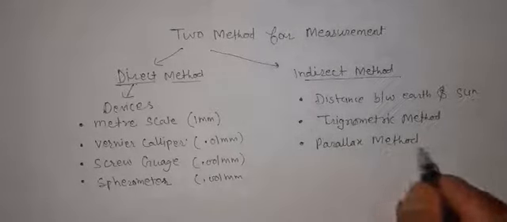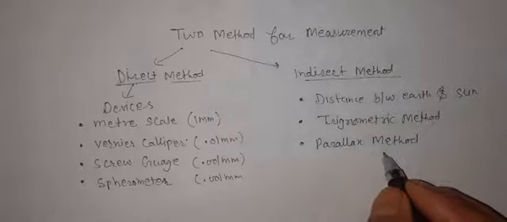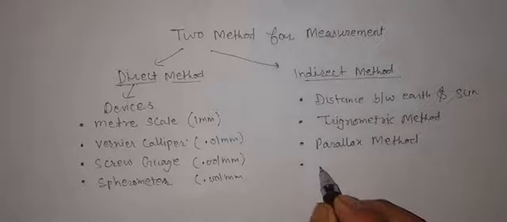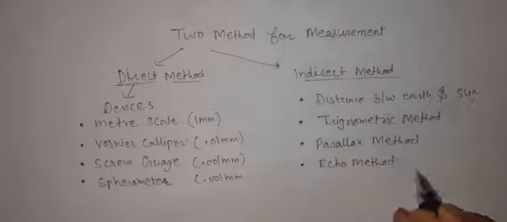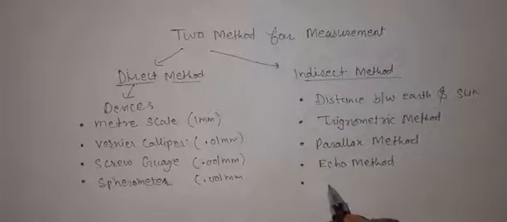With the help of this, we can find out the distance of the sun and stars. So there it is, the parallax method, and that is for planets. Next is the echo method. So it is also an indirect method, the echo method.